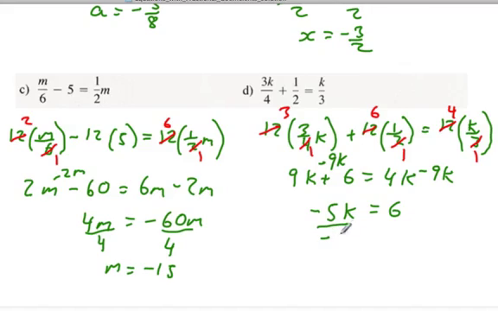Divide both sides by negative 5, and k is equal to negative 6 over 5.